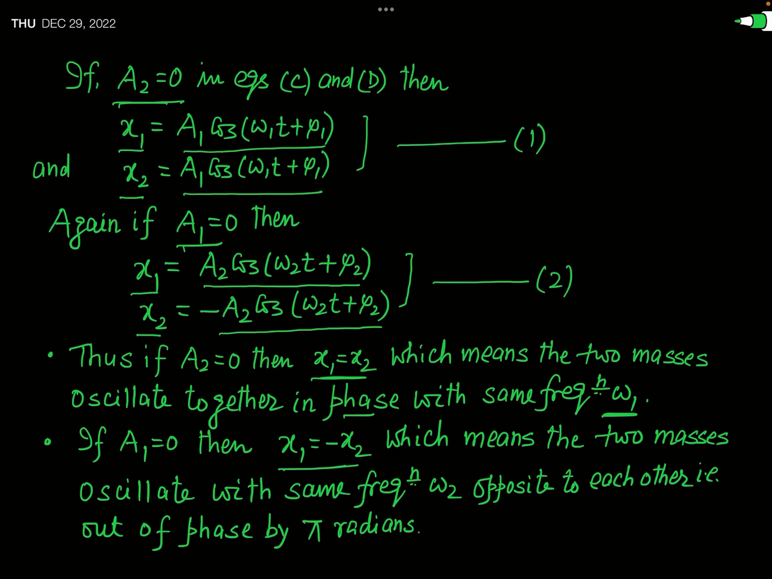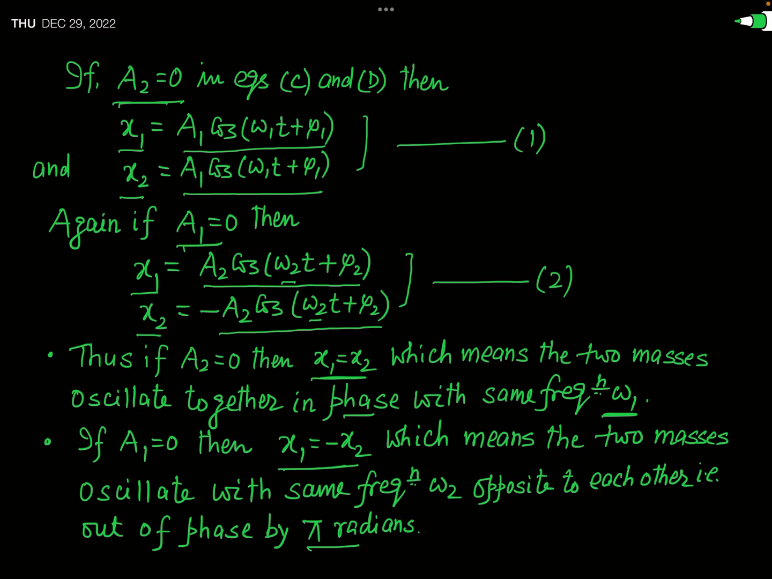But the frequency for both of these oscillations is the same, and that is equal to omega 2. Okay? This minus sign actually implies that in this condition the two masses oscillate opposite to each other. And when you say that the two masses oscillate opposite to each other, what does it mean? It means both are oscillating in anti-phase. There is a phase difference of pi or 180 degrees in the oscillation of the two masses. Or in other words, you can say that they are out of phase by pi radians.